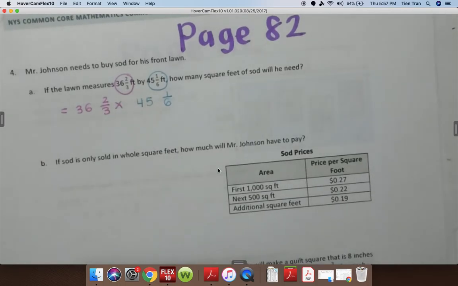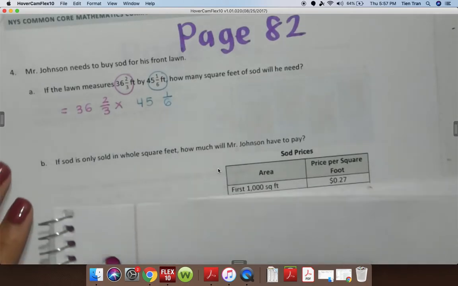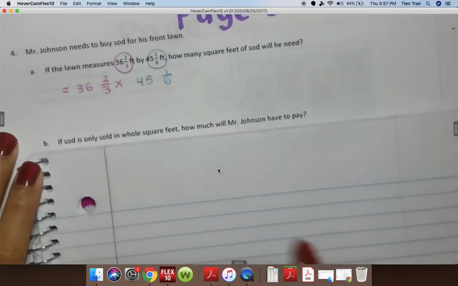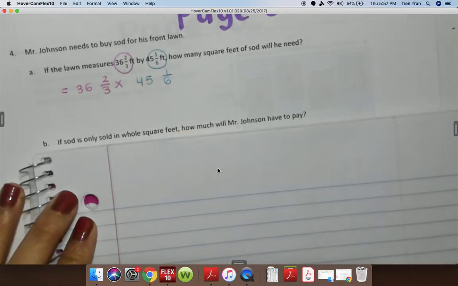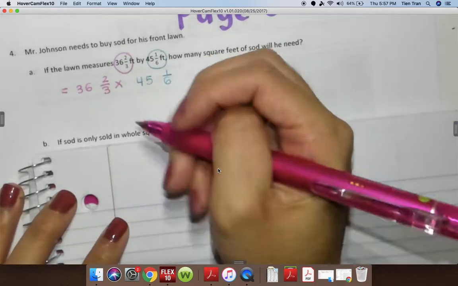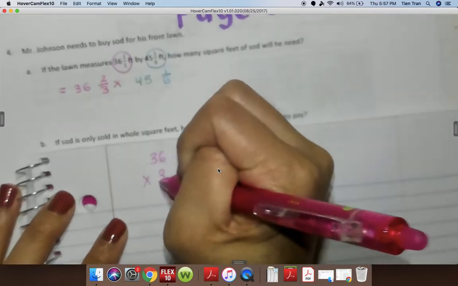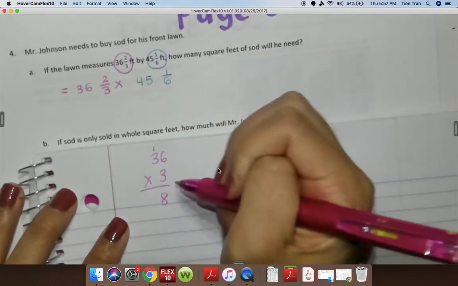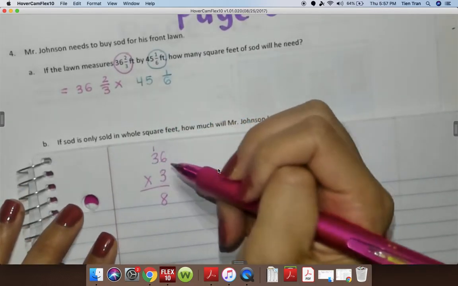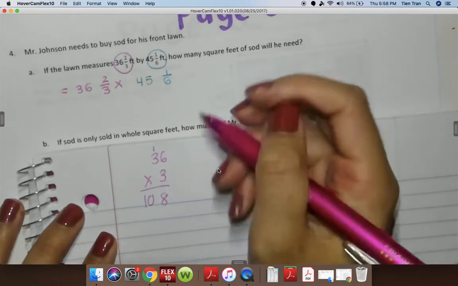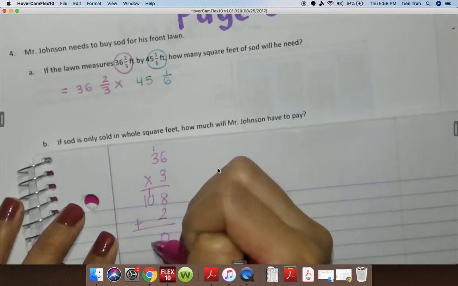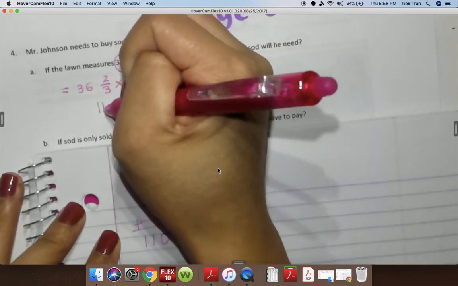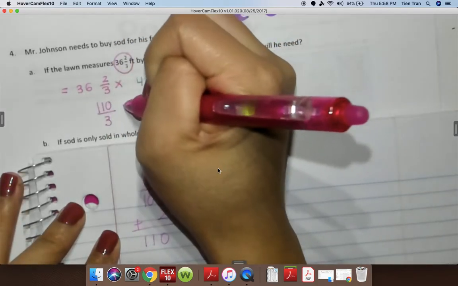So I'm going to multiply my numbers together. 36 2/3 times 45 1/6. So 36 times 3. 6 times 3 is equal to 18. 3 times 3 is 9. Plus 1 is 10. I'm going to add 108 plus 2. 108 plus 2 is going to give me 110 divided by 3.